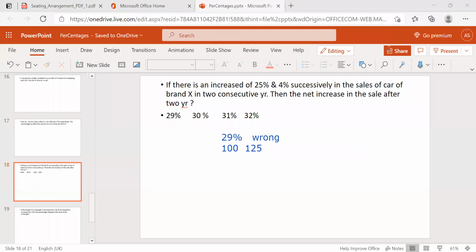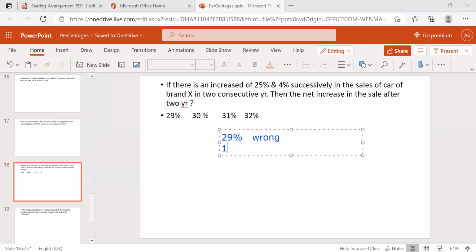Then second year it is increased by 4% on, sorry, it's 4% on 125, not 100. So first year it is initially 100. At the end of the first year, it increased by 25%. That means 125%. And the second year starting, what's the initial? 125. Then 4% increases. Then what they're asking, after 2 years, at the end of the second year, how much percentage increases?